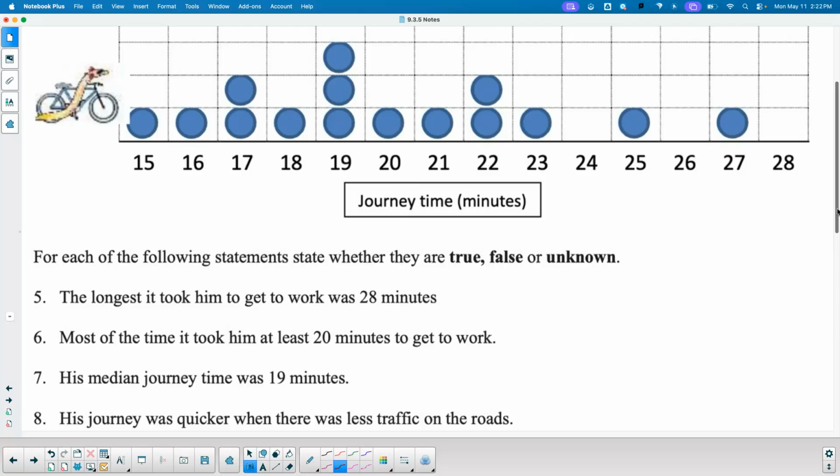True, false, or unknown? Why false, Bruce? There's no dot at 28, right? What is the longest that it took him to get to work? 27 minutes. Yep, so that is a falsitude. Most of the time, it took him at least 20 minutes to get to work. Why?